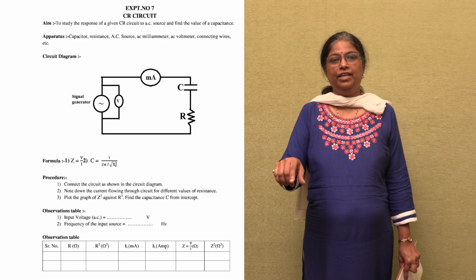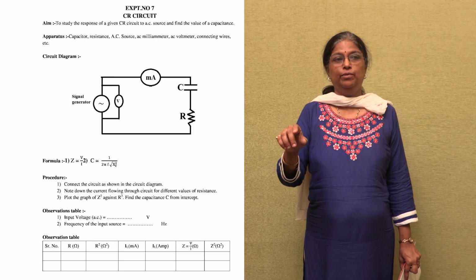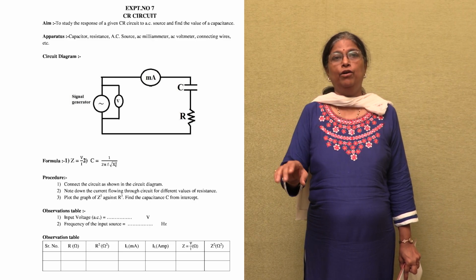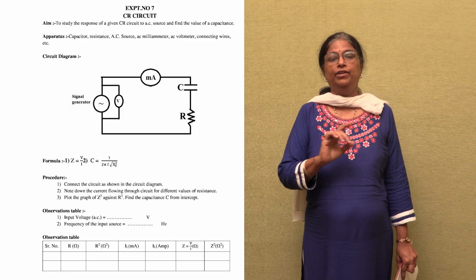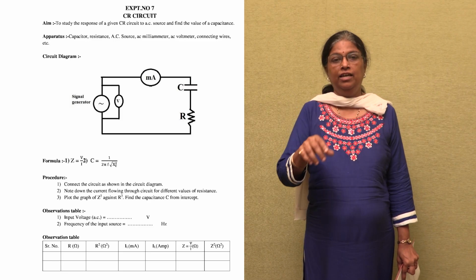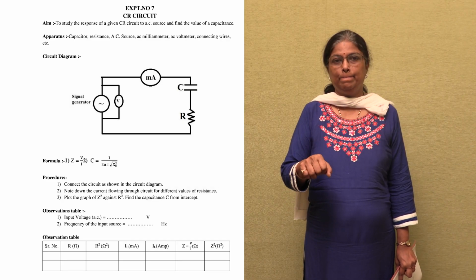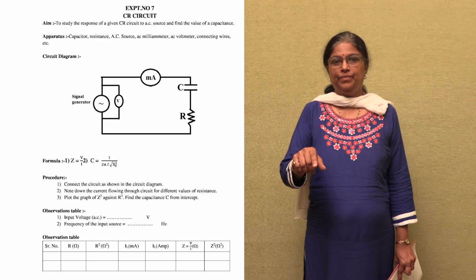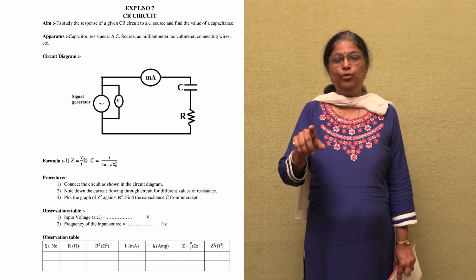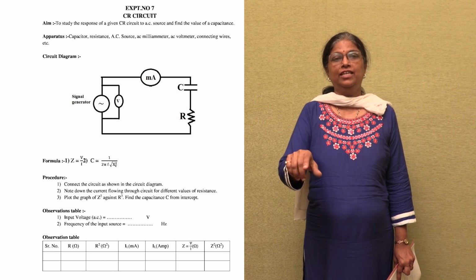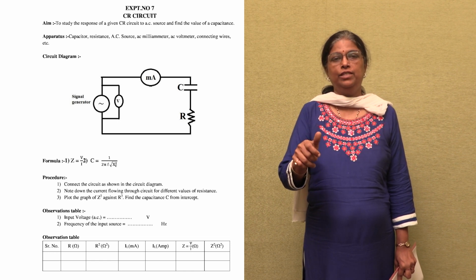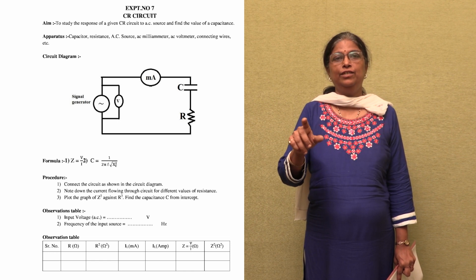Now you have done the connections. First, don't put the supply on. You will put the supply on only after completing the connections. Again you have to adjust the voltage in the signal generator to around 3 volts and frequency to 50 hertz.